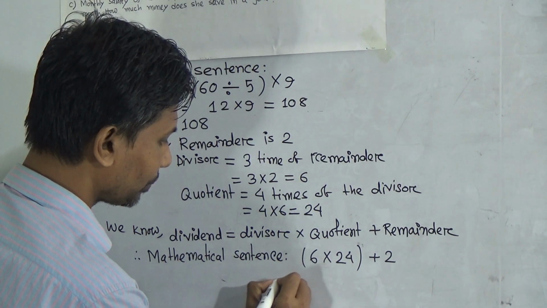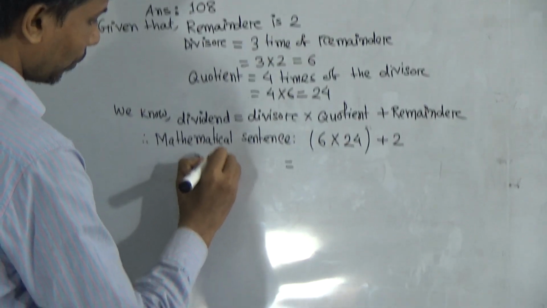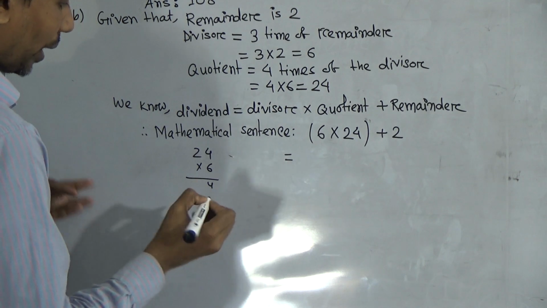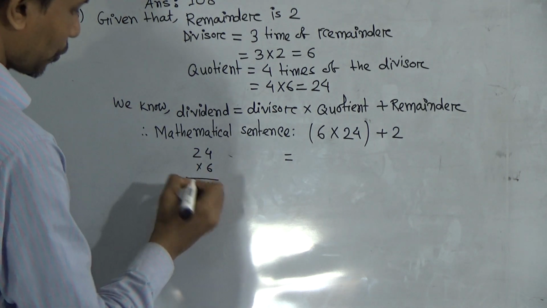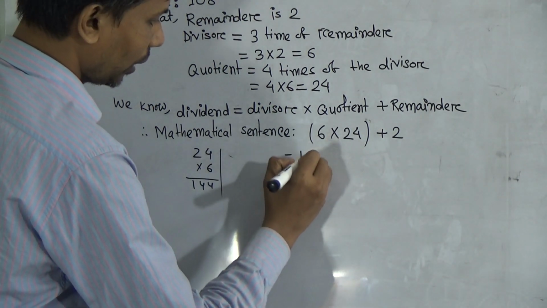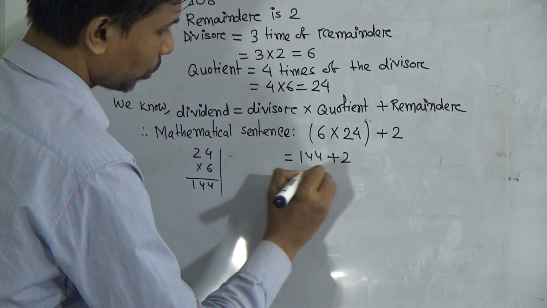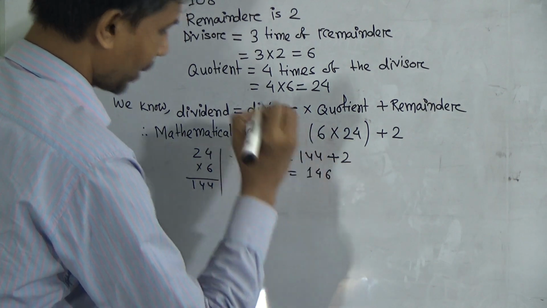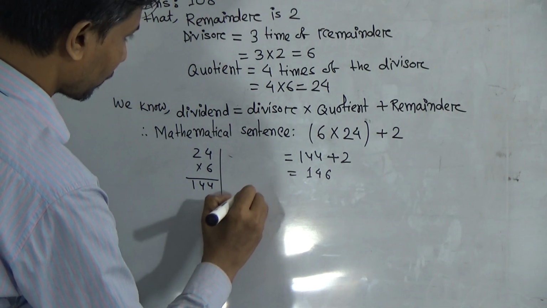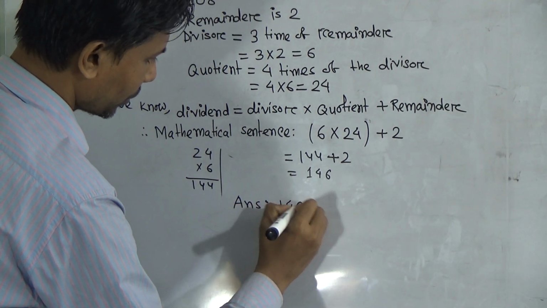Look, how can we multiply this? 24 into 6. 4 sixes are 24. You have 2 in your hand. 6 twos are 12, plus 2, that means 144. Okay, write 144. Then plus 2, this is equal to 146. Now write the answer. The answer is 146.